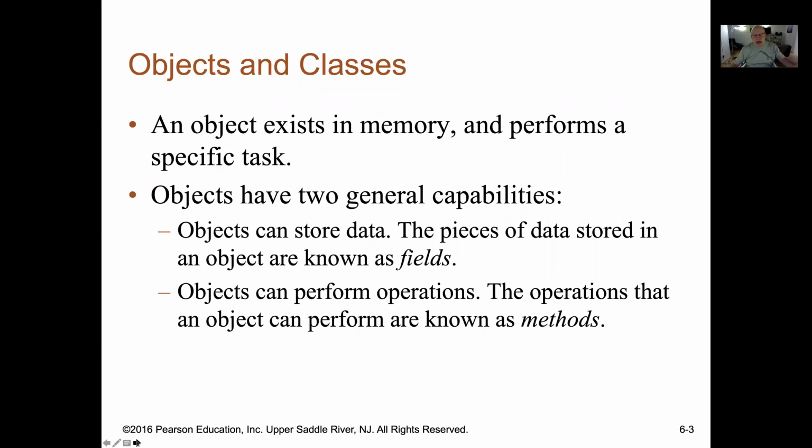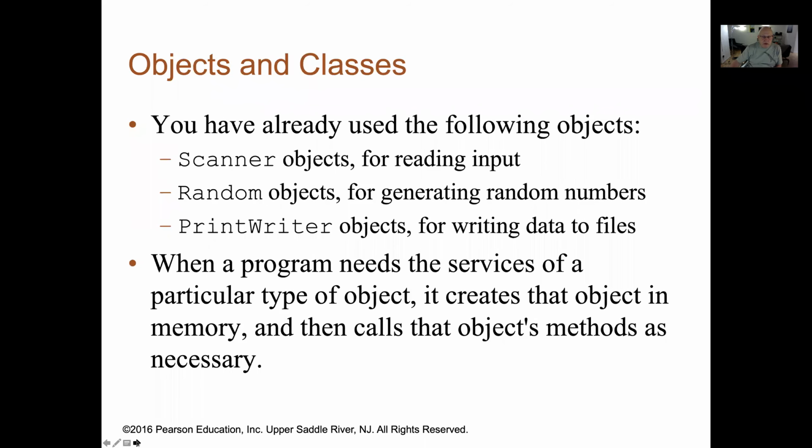Objects and classes. An object exists in memory and performs a specific task. Objects have two general capabilities. Objects can store data, and objects can perform operations. The operations that an object performs are known as methods. The pieces of data stored in an object are known as fields. You already used the following objects: Scanner, Random, PrintWriter.